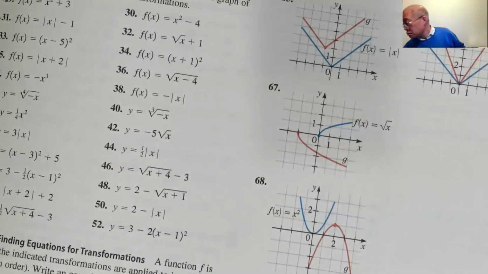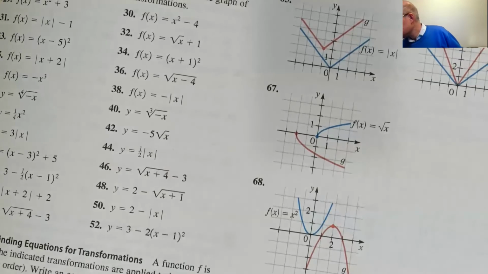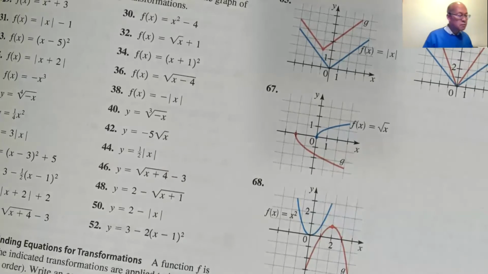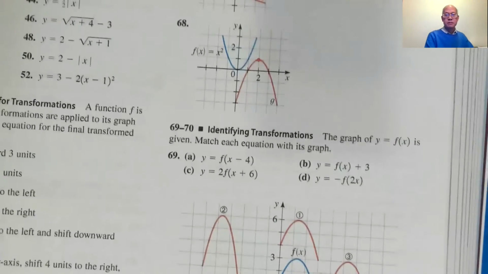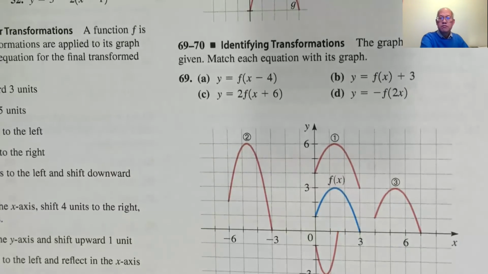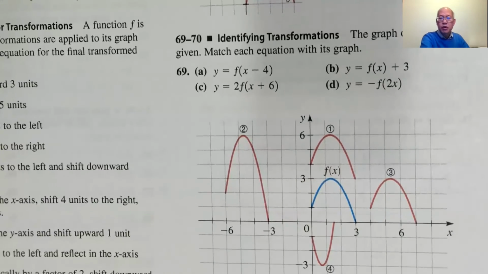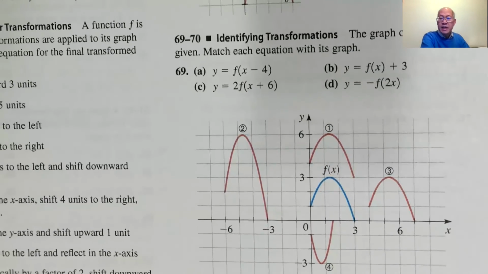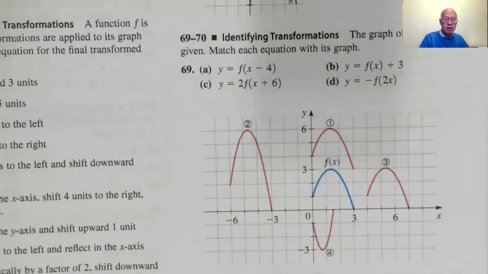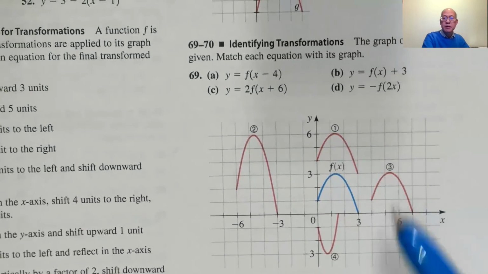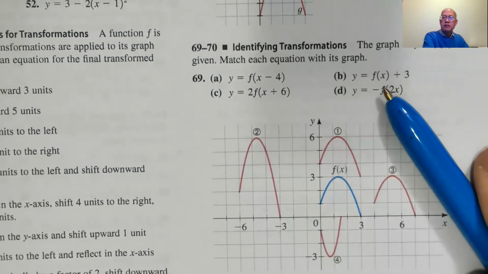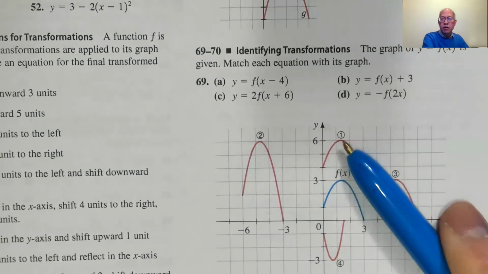And last thing I want to show you was 69, multiple choice. Okay, so the blue graph, as soon as it focuses, is the original. Okay, A, f of x minus 4, that's a shift 4 to the right. So A is circle 3, number 3. F of x plus 3, that moves 3 up. So that would be 1.